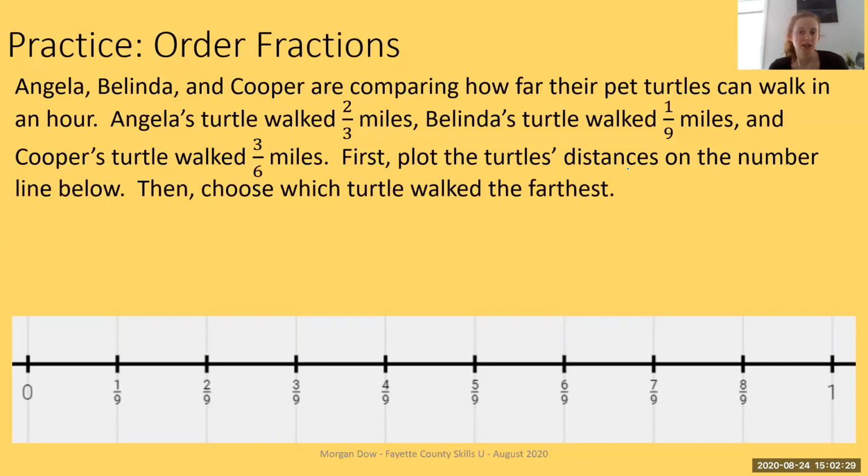So what's the first thing we should do here? First thing I'm going to do is write out each of the fractions we're dealing with here. So Angela, her turtle was 2/3 of a mile. Belinda, her turtle was 1/9. And Cooper, his turtle was 3/6.